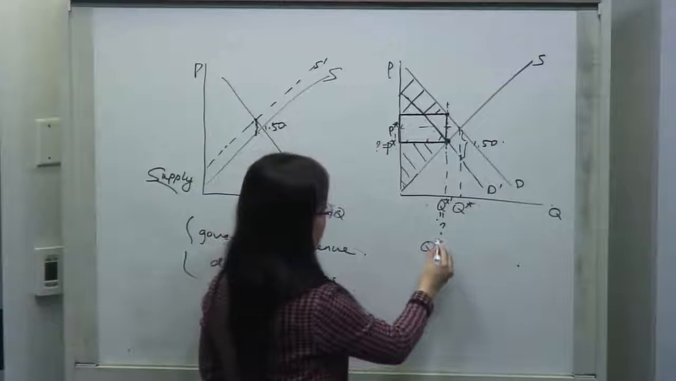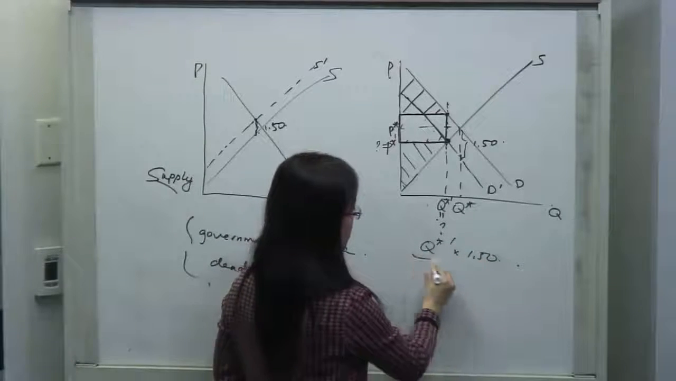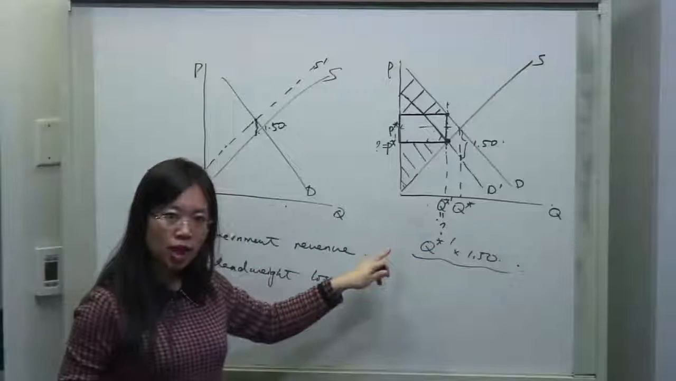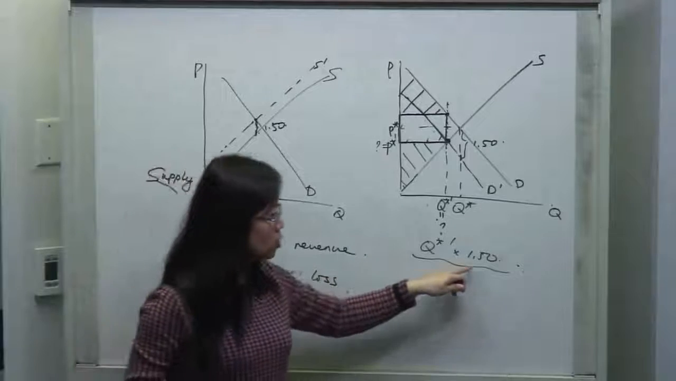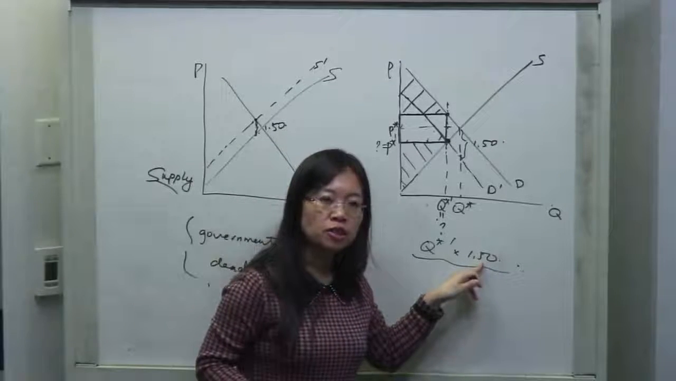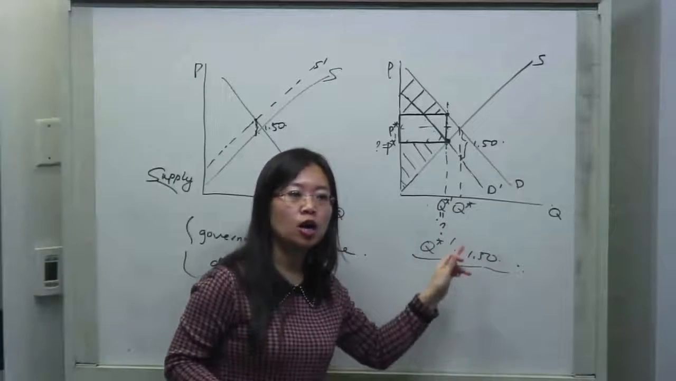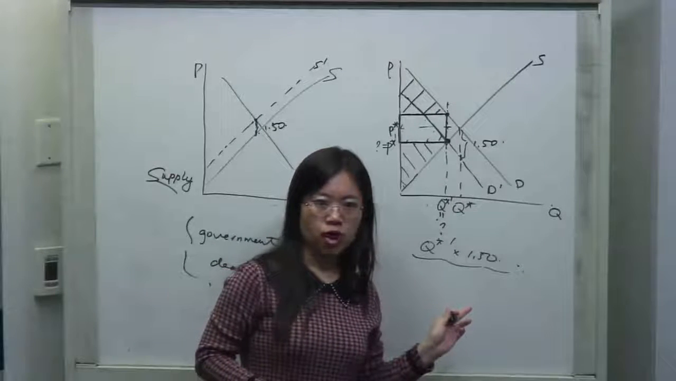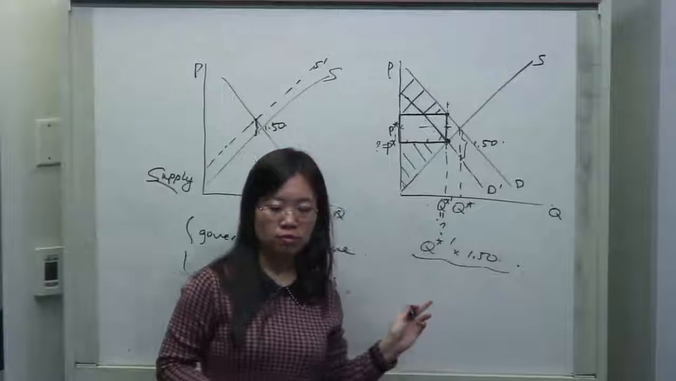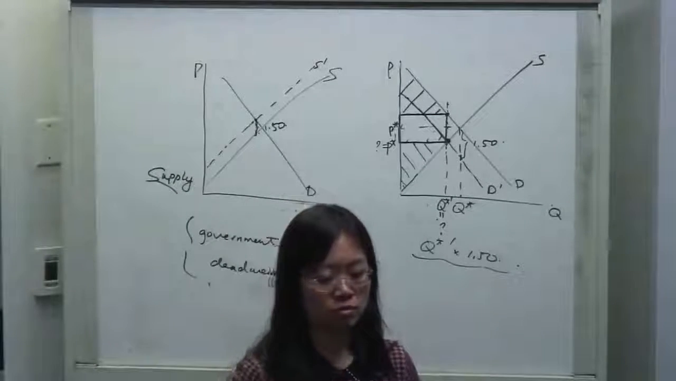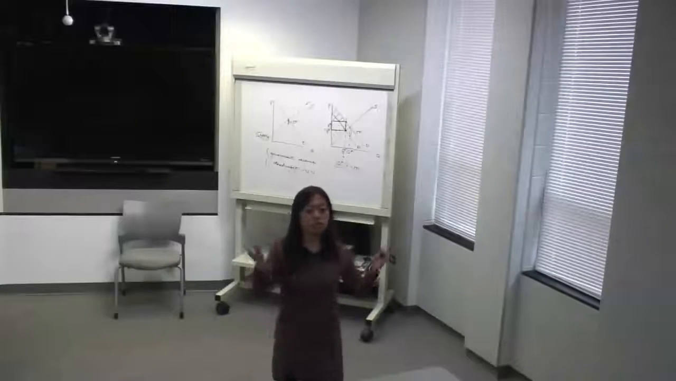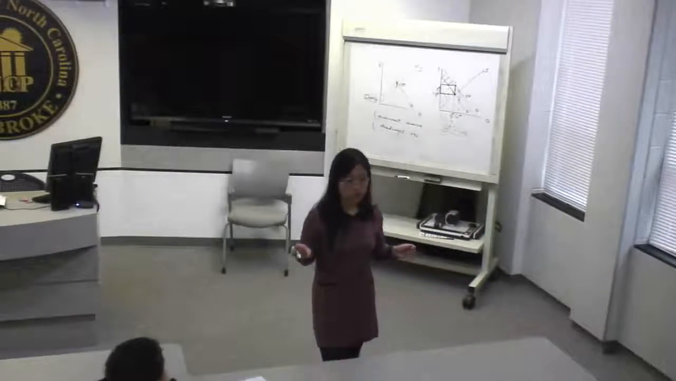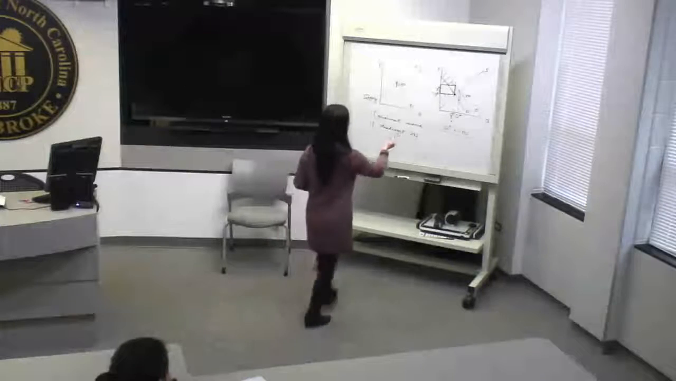And if you look at this, this is the quantity traded after the tax is imposed, multiplied by the tax per unit. So this is how much the government collects. This is the government's gain from imposing the tax. So if you sell 30 units, the government's revenue is 30 units multiplied by $1.50. That's the government's revenue.